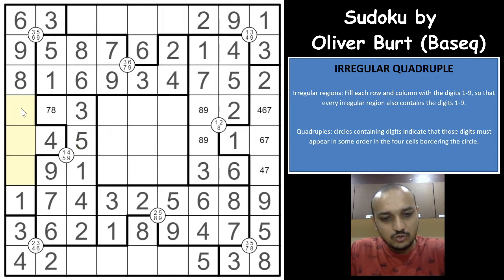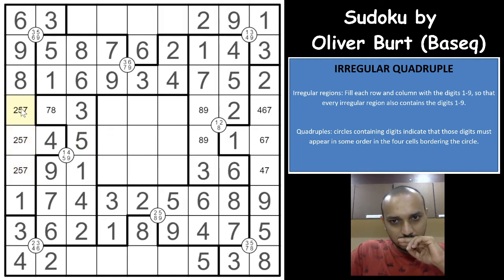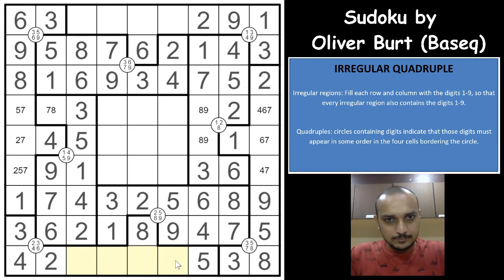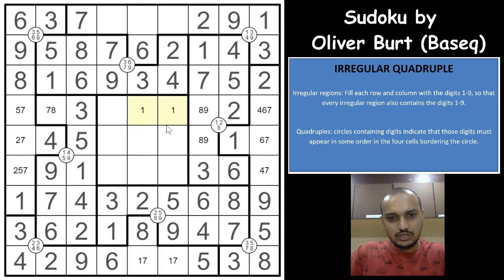I always do that. Okay, 1, 6, 7 and 9. 7 and 9 in this column. So this is 7, this is 9, 1, 7 and 6. So this would have to be 6, and these two cells are 1, 7. Okay, you have 1 in these two cells, 2 in these two cells, you have a 3 here.